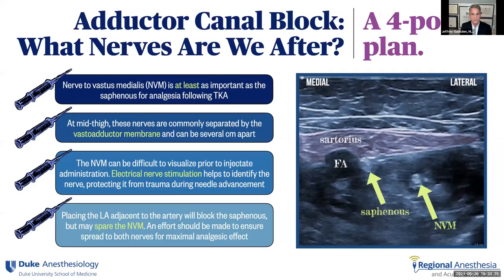So I do think it's an important nerve. I think it helps me to understand why this block, which ought not to really do a whole lot if it's just a saphenous nerve block, this is why it works. We're getting that NVM. NVM is in most patients separated by the vastoadductor membrane, and nerve stimulation can help you get that NVM and make sure A, you protect it, and B, you get local around it, so your block's going to work as best as it can.